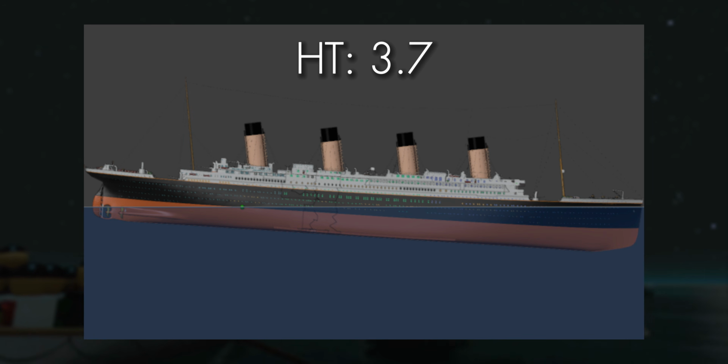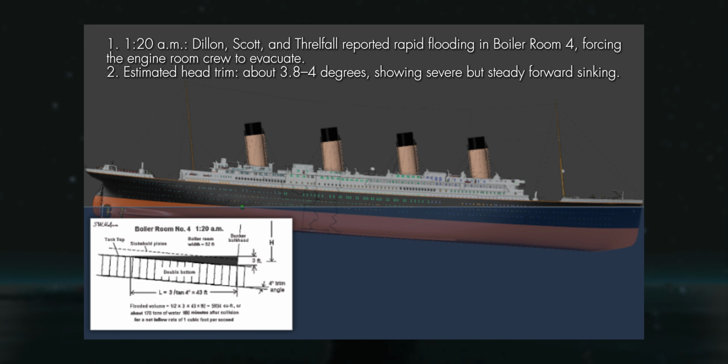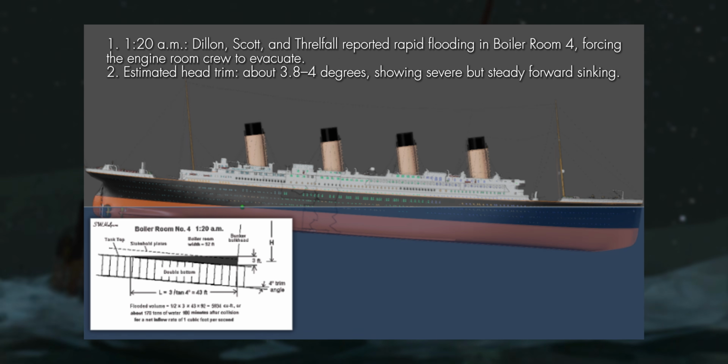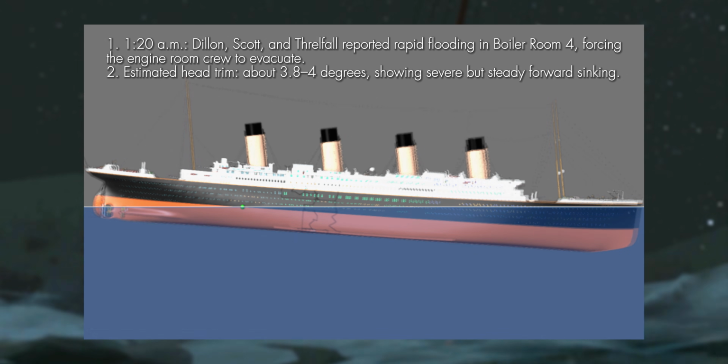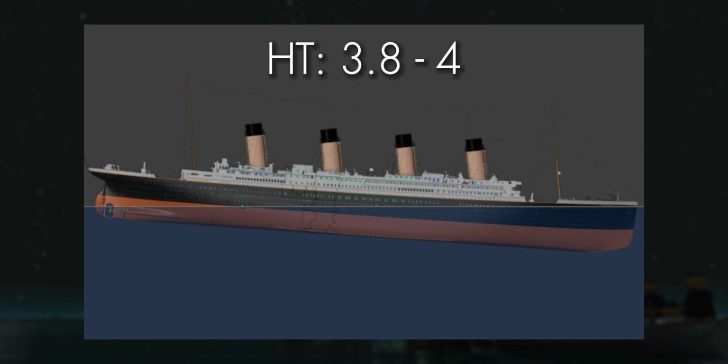This trim was around 3.7 degrees, a sign of continued gradual submersion as flooding spread through the midsection. By 1:20 a.m., witness Dylan, Scott, and Threlfall reported that Boiler Room 4 was flooding rapidly, forcing engine room personnel to evacuate. The head trim at this time was between 3.8 and 4 degrees, suggesting severe but steady forward submersion.